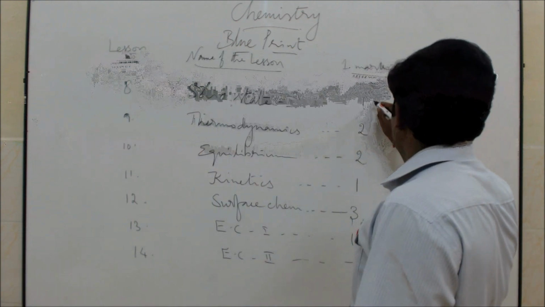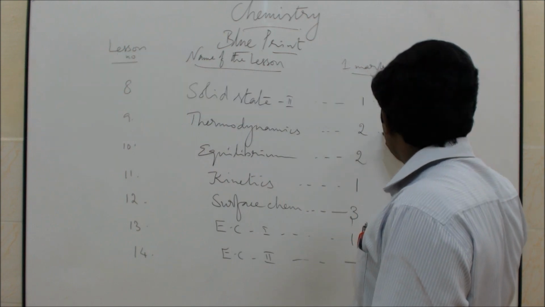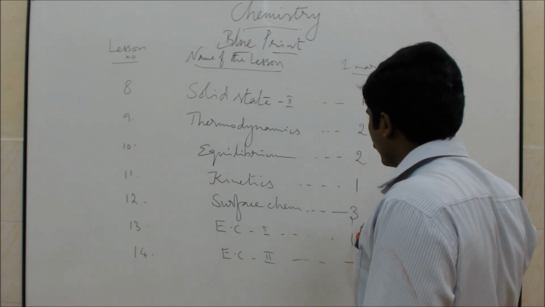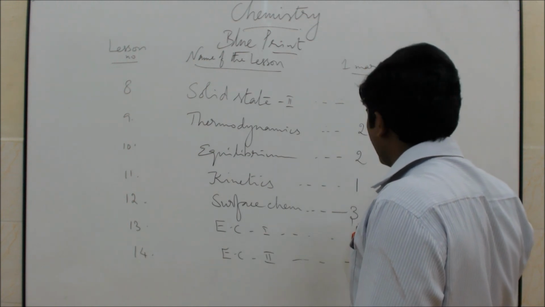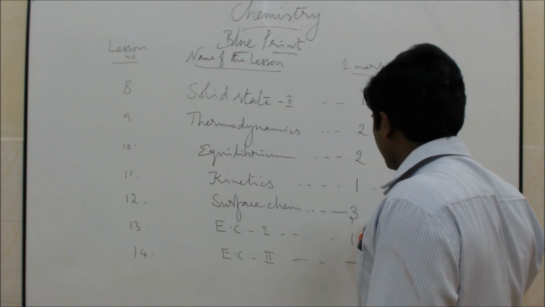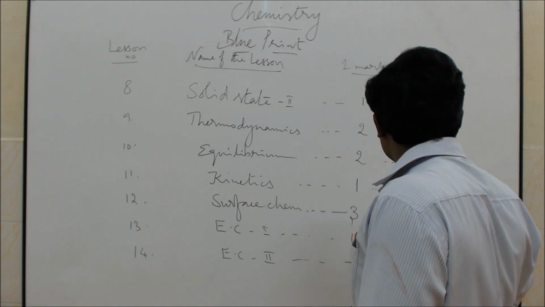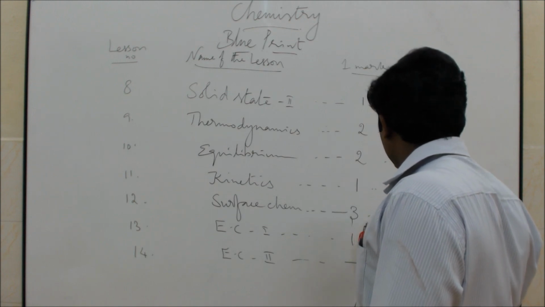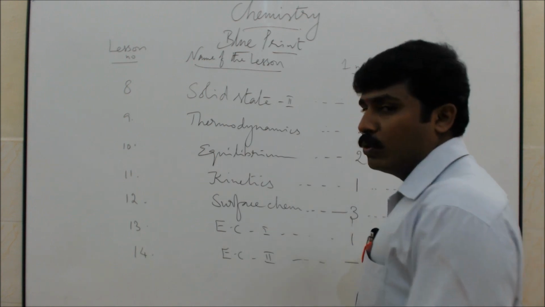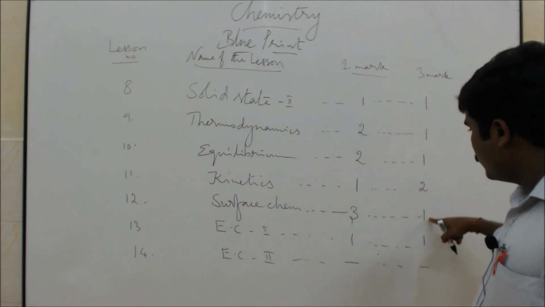Likewise 3 mark questions: from solid state 1 three mark, from thermodynamics 1 three mark, equilibrium 1 three mark, chemical kinetics 2 three mark questions, from surface chemistry 1 three mark, from electrochemistry 1 three mark. There is no 3 mark in electrochemistry 2. Altogether 7 questions: 1, 2, 3, 5, 6, 7.